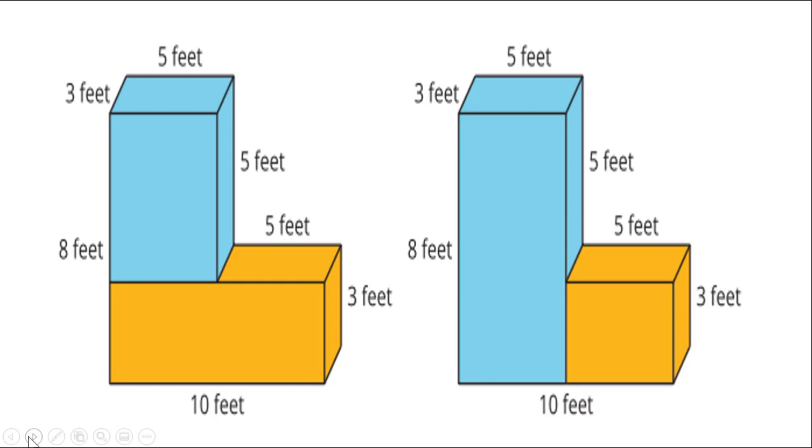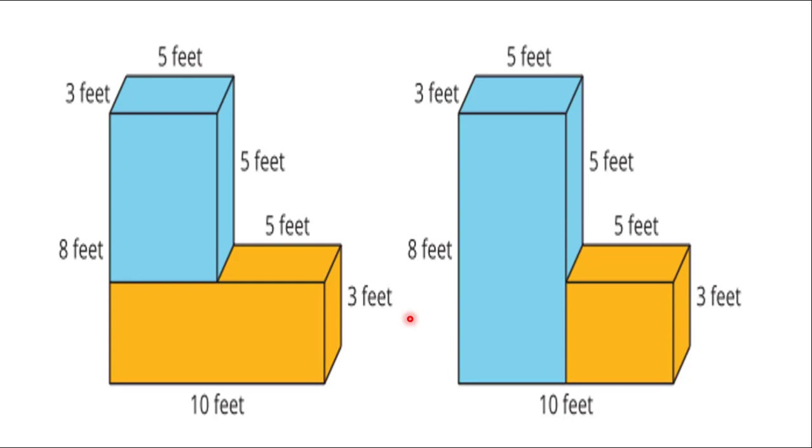Well, the dimensions are the same for the two figures. So I notice that this 5 is the same as this 5, the 3 is the same, the 8 is the same, this 5, the 3, the 10. So our dimensions are the same. Also notice there is a blue prism and an orange prism in both figures.